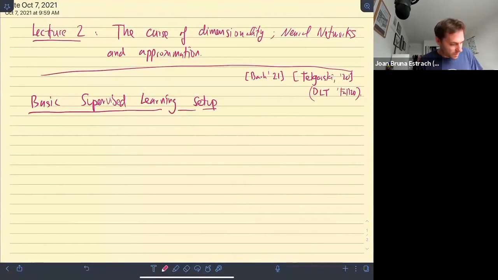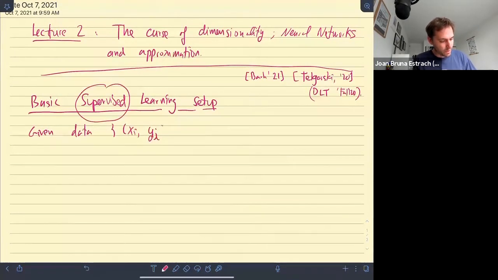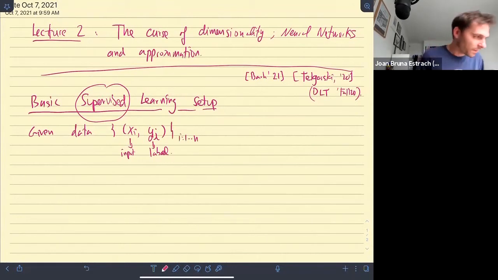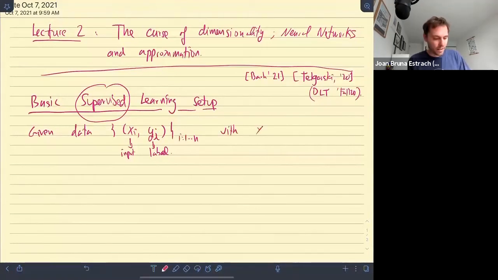All right, so let's start with the supervised learning setup. The problem starts with someone giving you some data. In the supervised case, data has two flavors. One is what we call the input, and the other is what we call the label. If you think about a classification problem, x_i would be the image and y_i would be whether there's a cat or not. I have n of these examples, and one of the distinctive features here is that x_i belongs to a high dimensional space. More about that later. Then y_i, as I said, are going to be some labels.